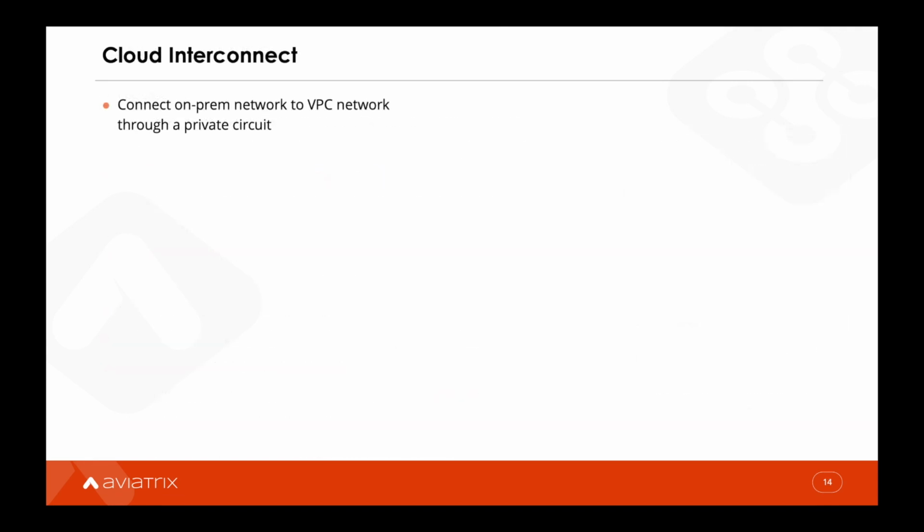Now let's talk about Google Cloud Interconnect. Like Direct Connect and Azure ExpressRoute, Google also provides a private service or a private circuit to allow on-premise resources to connect to Google Cloud. Now, these on-premise resources could be a data center, could be a branch, or could be a colo location.